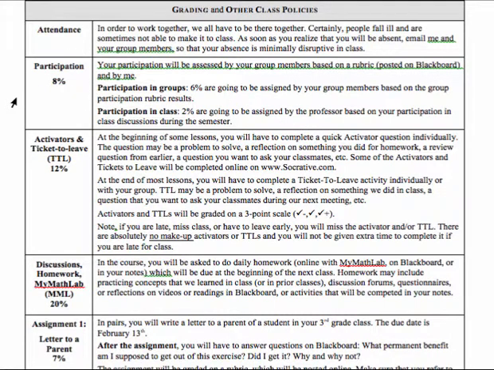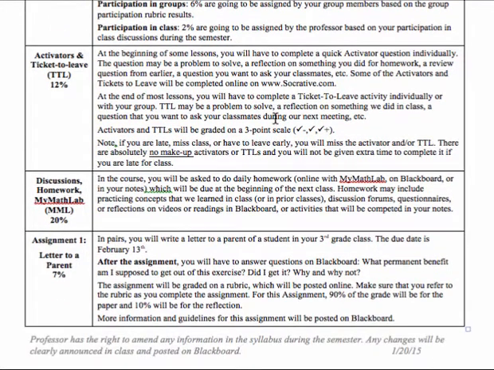Your participation grade is split between your participation in group grade and your participation in class. The first grade is assigned to you by your group members, and the second is assigned to you by me. Activators and tickets to leave are going to happen every day, either at the beginning of class, which will be an activator, or at the end of class.